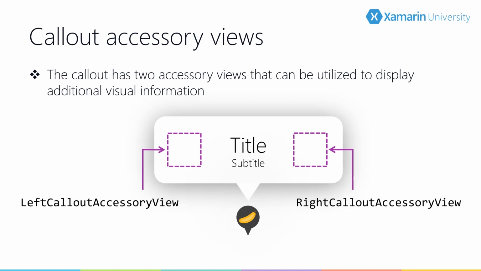The callout has two properties that can be used to add views to the callout. LeftCalloutAccessoryView will be displayed to the left of the title and subtitle. RightCalloutAccessoryView appears to the right. These two properties are of type UIView, meaning we can display almost any UIView of reasonable size on the callout.